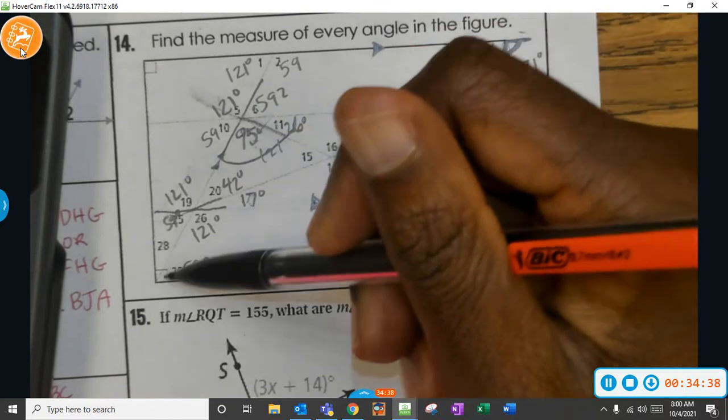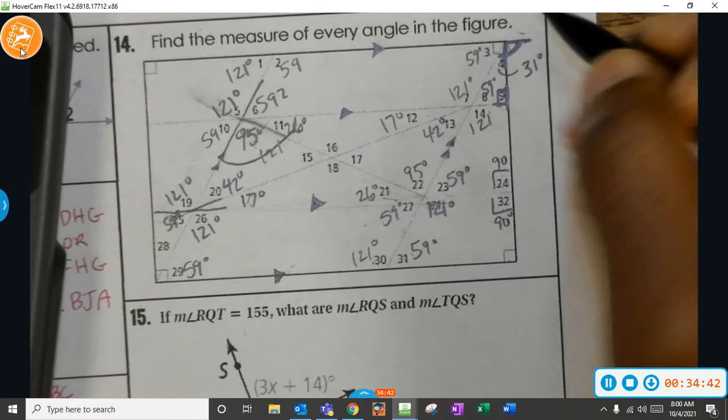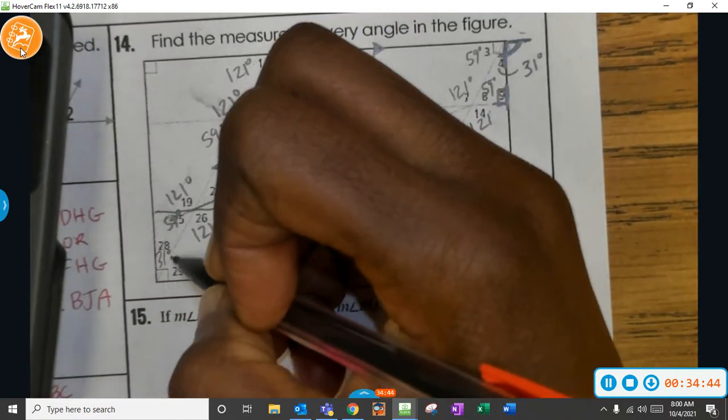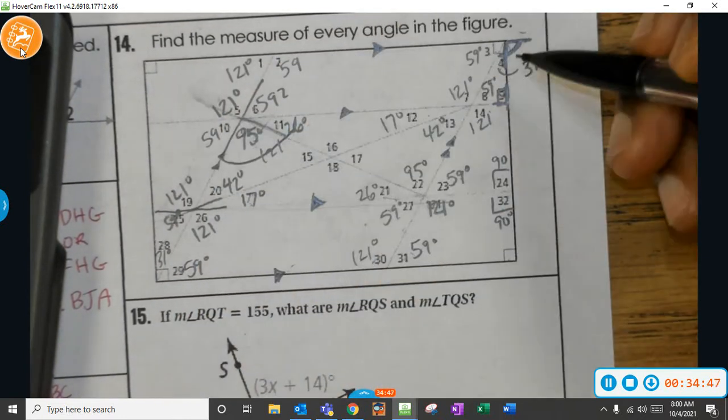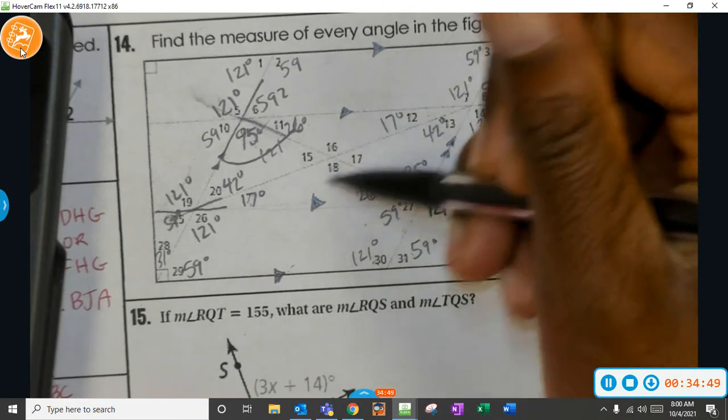Okay, so we have this whole line. Oh, I don't have this one. So this is also 90 minus 59, so this would be 31. So we have this whole line, everything on there, and everything on this one. Okay, so we just need these angles on the side.